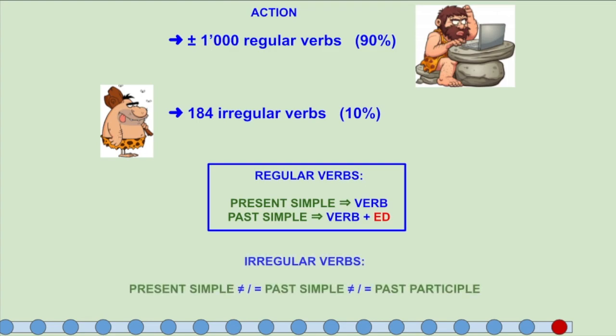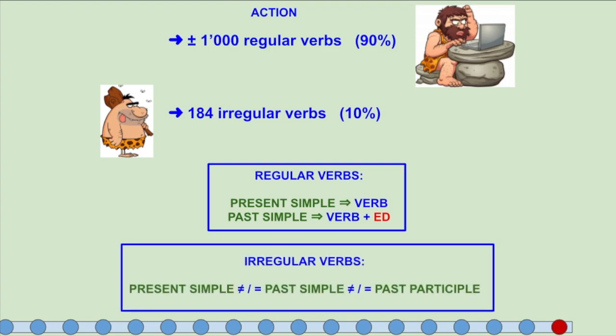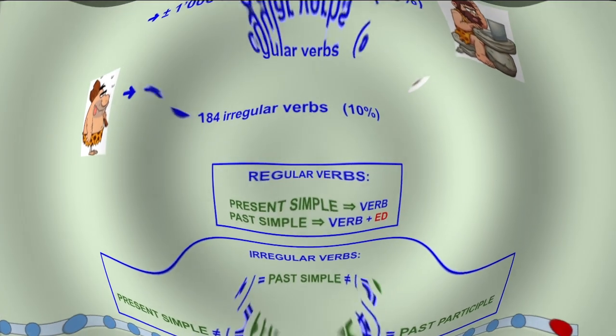And the characteristic of an irregular verb, since there are not too many irregular verbs, is that we can have the present simple different or equal to the past simple. That will be different or equal to the past participle of the verb. So for God's sake, there are not too many irregular verbs. The irregular verbs are much older, and we don't change them too much.